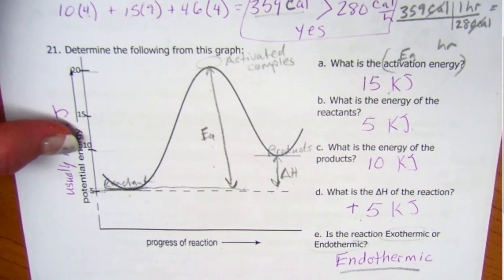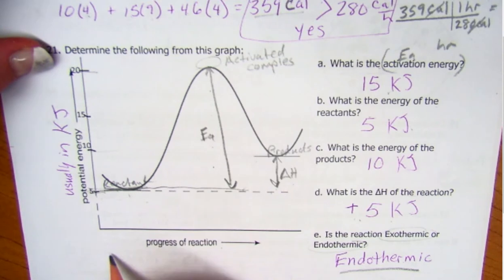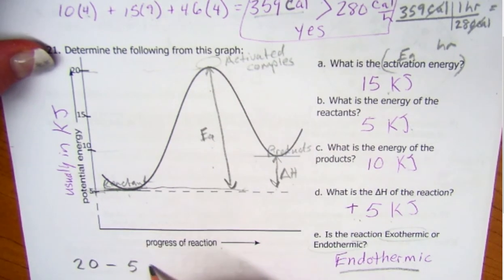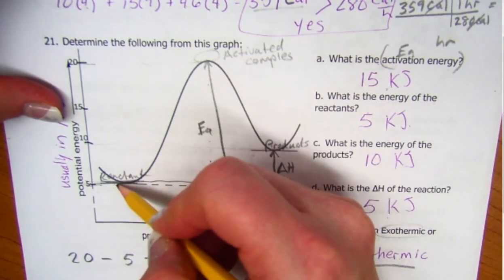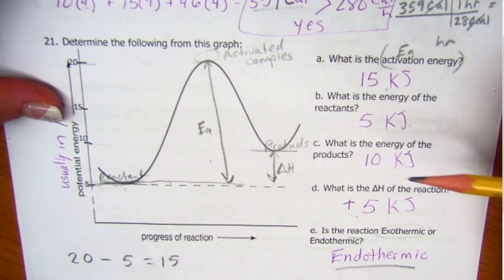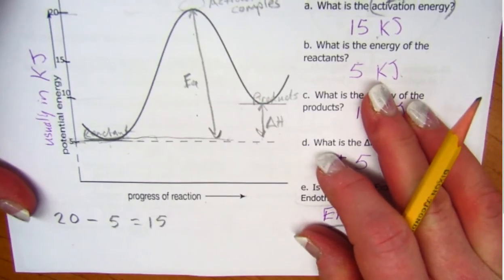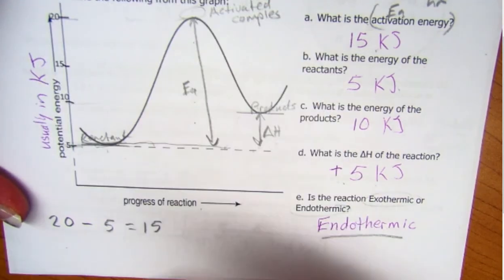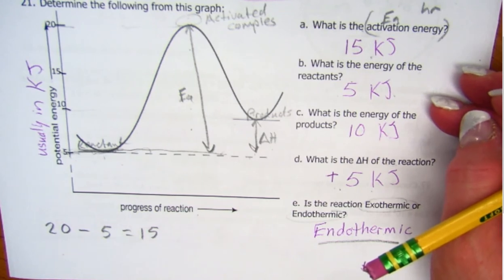Yes? I don't get the 15 kilojoules. So I went from 5, that's where I started, and I went up to 20, so I just take 20 minus 5 to get 15. Okay, that makes sense. So it's just this distance from my reactants to the top of the curve. How much was it? Yes. So you said that it's kilojoules. We just have, like, the graph will be labeled, right? The graph will be labeled. I just didn't finish labeling it. So yeah, you'll know. It could be calories. It's usually either calories or kilojoules.